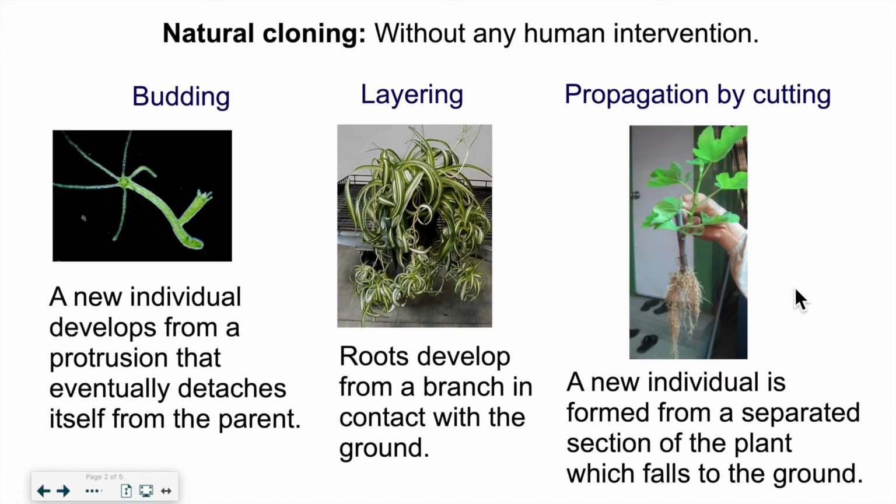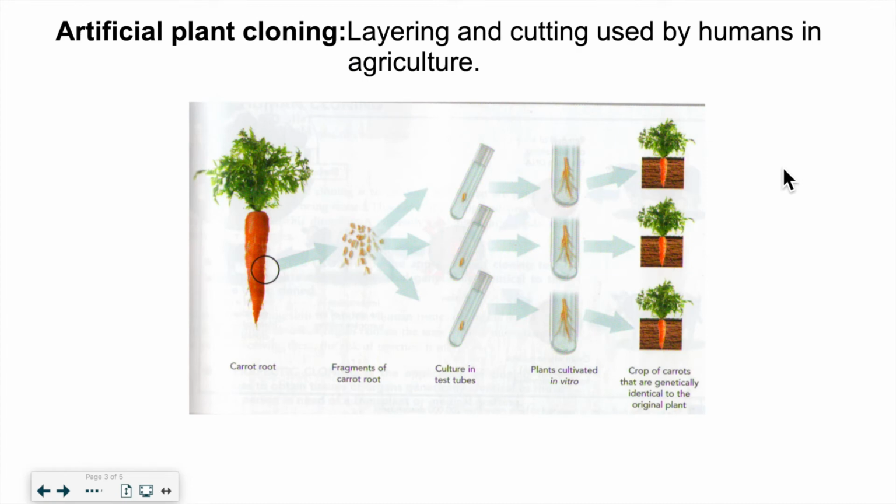Now, in the case of layering and propagation by cutting, we as humans also perform layering or propagation by cutting. In that case, because we are involved in the process, it's no longer called natural cloning. It's called artificial plant cloning. So we can take, for example, a piece of basil. Let's say you were to cut the top of the plant, keep a few leaves, and put that into water first.